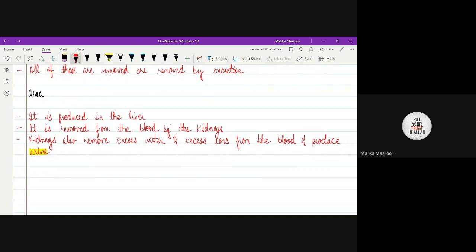Urine basically flows from the ureter into the bladder where it is stored. And when the sphincter muscle at the entrance to the urethra relaxes, urine flows out of the body through the urethra. Okay, let me show you the diagram.